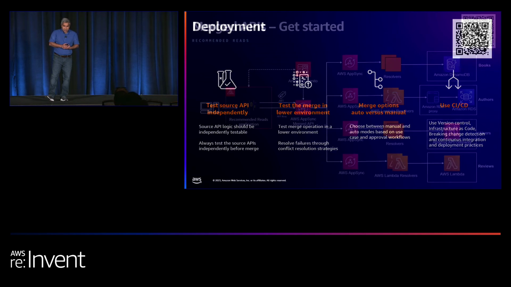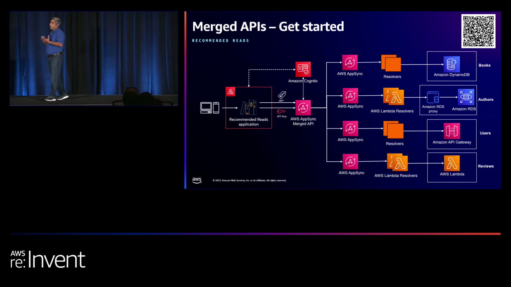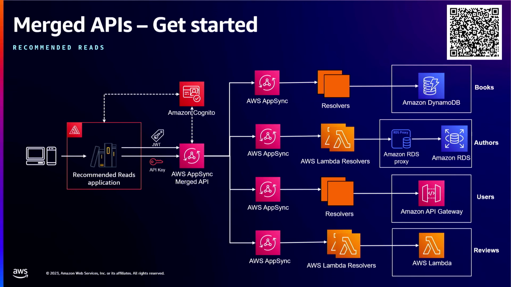Okay. Now that we have talked about merged APIs and best practices, let's talk about a reference architecture. I have a reference architecture for a recommended reads application hosted in AWS Amplify, which uses a merged API for recommending books, authors, and genres based on your selected genre.